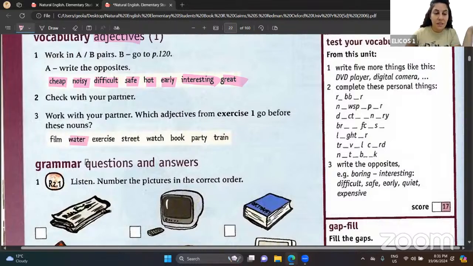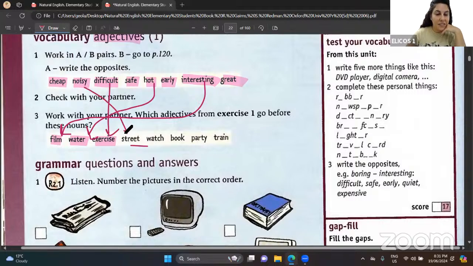Water. It was cold water. Exercise. So if we said it was an interesting film, we said hot water. Okay. Difficult exercise. Street. Noisy, yes, if you live in a noisy street. Watch. Yes.